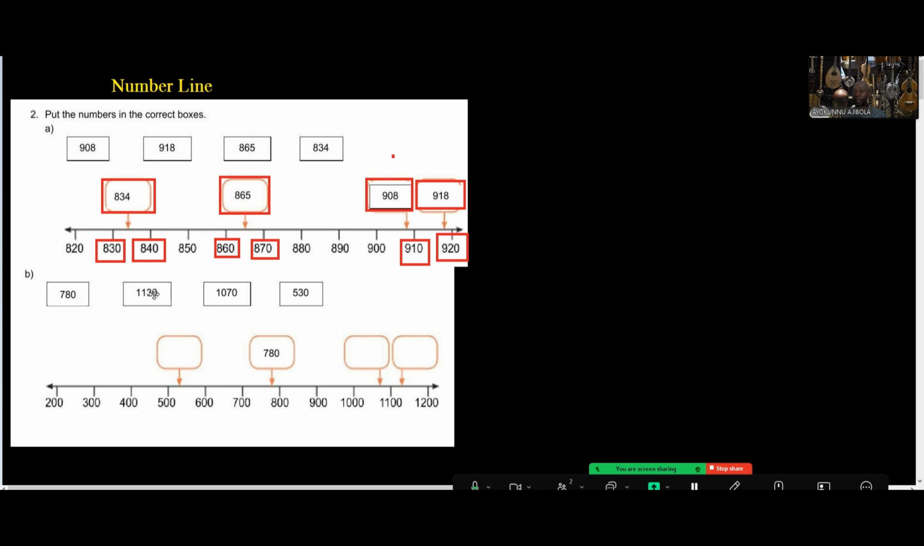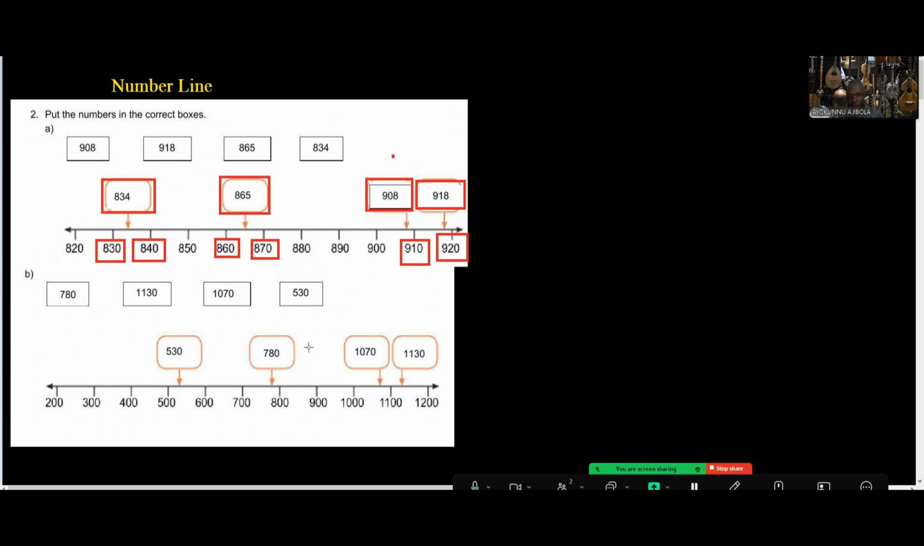Then 1130 is going to go somewhere that is beyond 1100. Okay, is that clear? Yes. Then 1070 is going to go beyond 1000, but less than 1100. So it's going to be here. Then this 530 is going to be at the other end here. So you understand this, right?